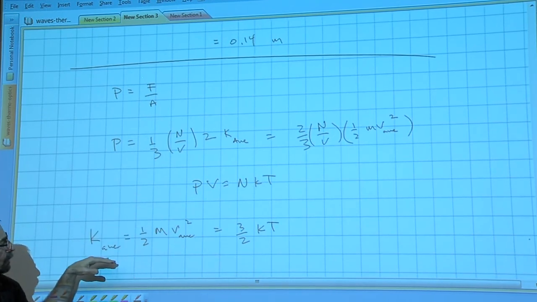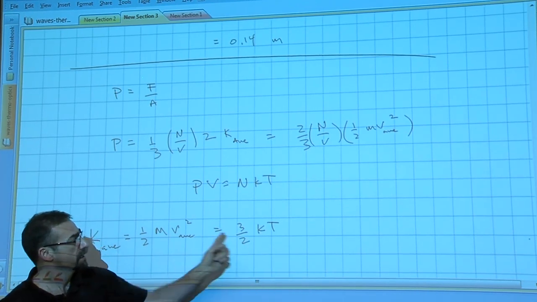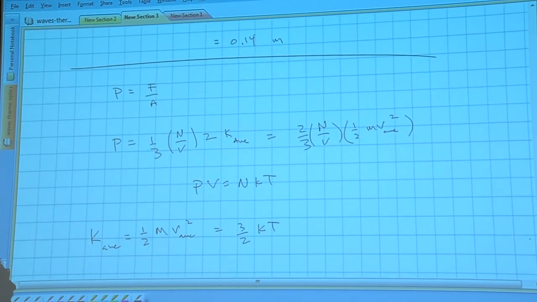Your book does it for you. But what you get is the average kinetic energy is equal to 3/2 kT. The average kinetic energy is proportional to the temperature. And that's what I told you earlier, that temperature tells us the average kinetic energy of the molecules in the gas.